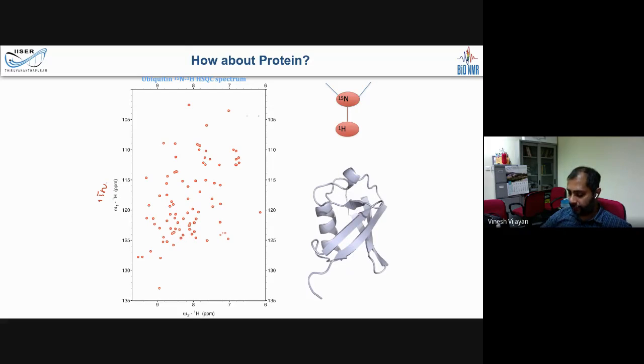Now we can do what is called an HSQC. This is an HSQC of your protein molecule. And what you see, these dots are NH correlations: nitrogen in this direction, and proton in this direction. Okay, each of these NH will correspond to one amino acid. You know how an amino acid is, right?